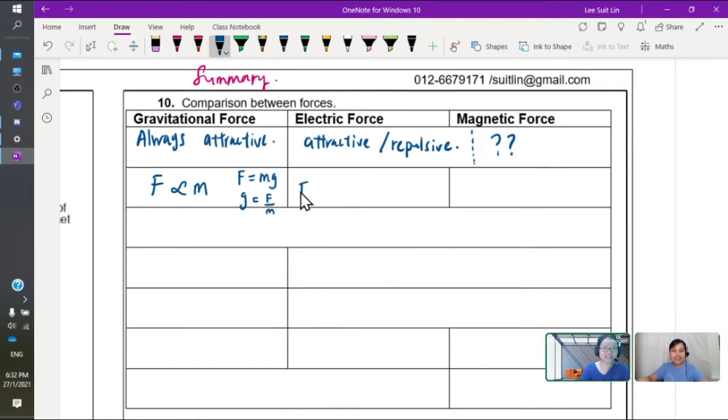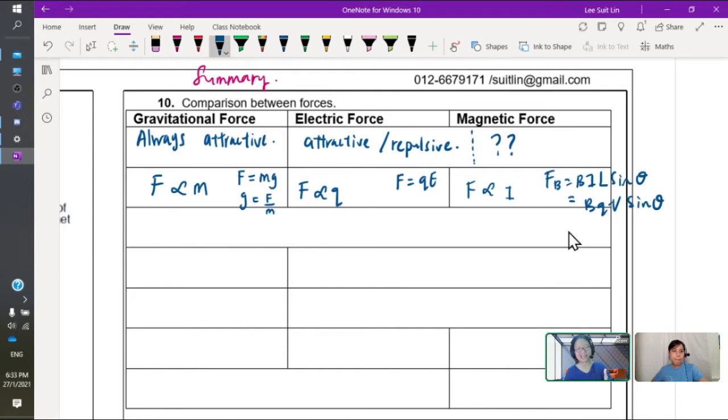Electric force is proportional to charge because you know the relationship F is equal to QE, right? So you can see when Q increases, F increases. And magnetic force, I would say generally is proportional to current. Equations like magnetic force is BIL sine theta or BQV sine theta. Although Q and V is kind of showing that there's some current flowing inside your conductor, whether it's a slice like a Hall probe or a thin wire.